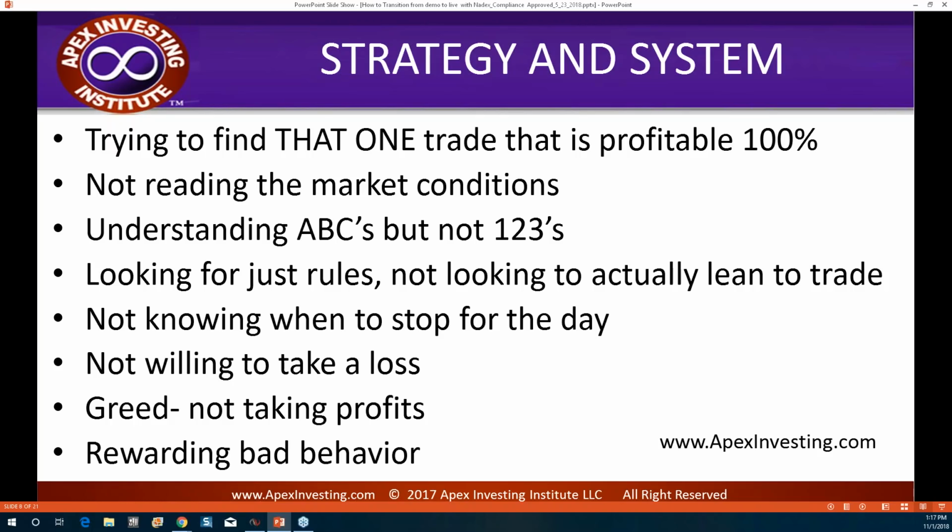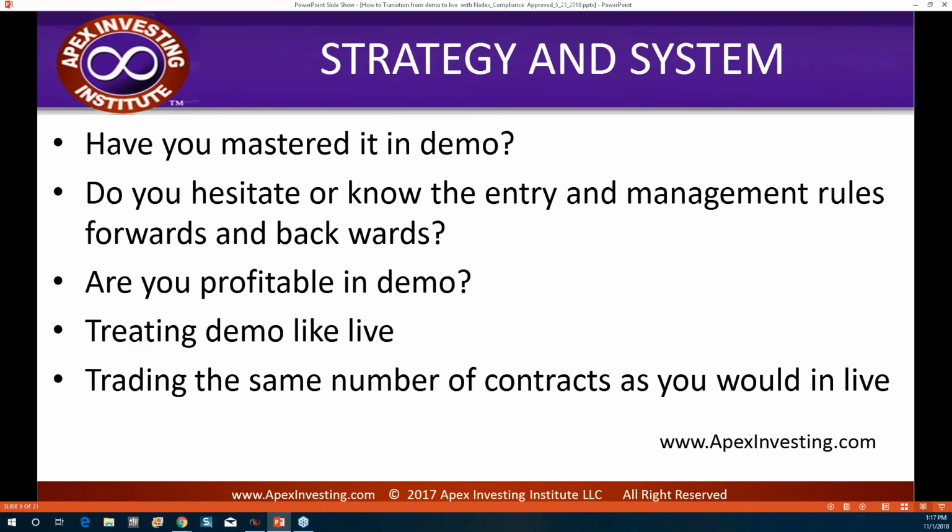Don't just let it go hoping for more and more and more, and then, oh, it's coming against me, but I don't want to exit. Oh, it's coming, and now I'm down, right? Don't reward bad behavior. Just because that happened once and you let the market keep going and you made all this money, you think it's going to happen every time. But don't reward that bad behavior, okay?